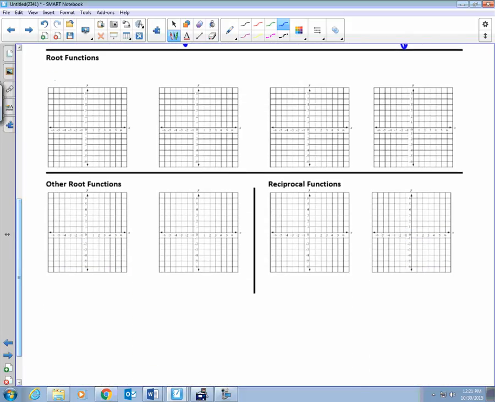Root functions. Y is equal to the square root of x. What does that look like? And as you look at the square root of x, you recognize the domain. You can't plug in what kind of numbers? Negative. And furthermore, we say that you can't get out negatives. So a lot of times when you see square root, you say square root of 9 is plus or minus 3.